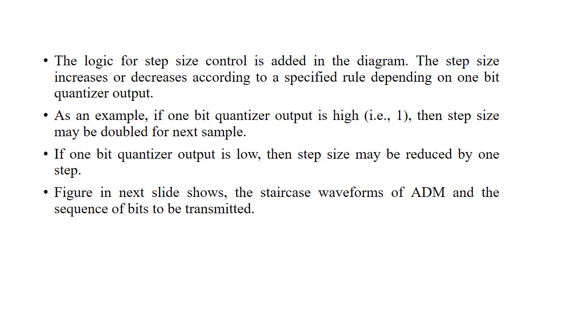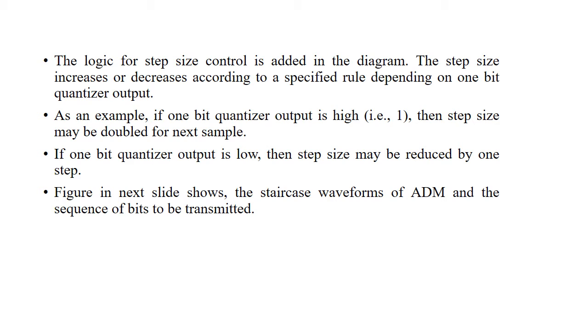The logic for the step control is added in the diagram. The step size will be increased or decreased according to a specified rule depending on the 1 bit quantizer output. For example, if the 1 bit quantizer output is high, that means 1, then the step size may be doubled for the next sample. If it is low, then the step size will be reduced by 1 step.